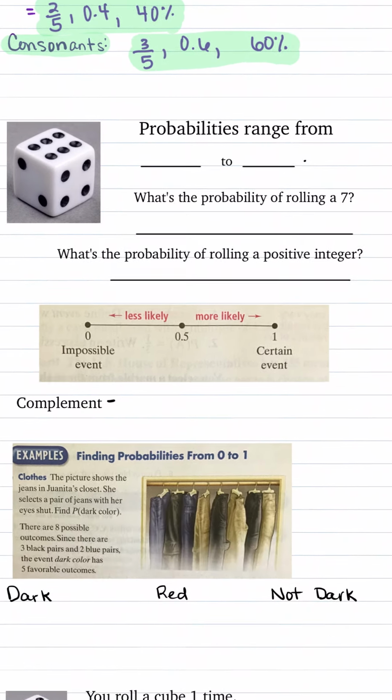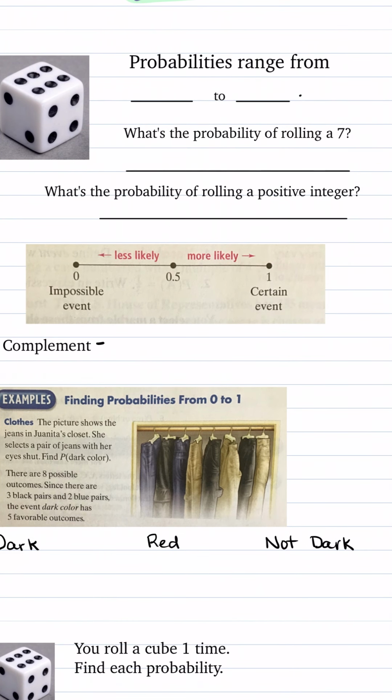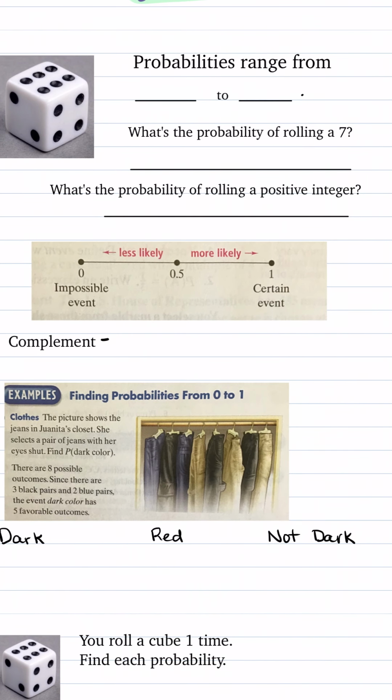Okay, so now let's look. All probability ranges from 0 to 1. The probability of rolling a 7 on a number cube, so right, this dice right here is a number cube. It has 6 sides, so it's impossible to roll a 7. The probability of rolling a positive integer, so that would be 2, 4, or 6, is 1. So it is a certain event.